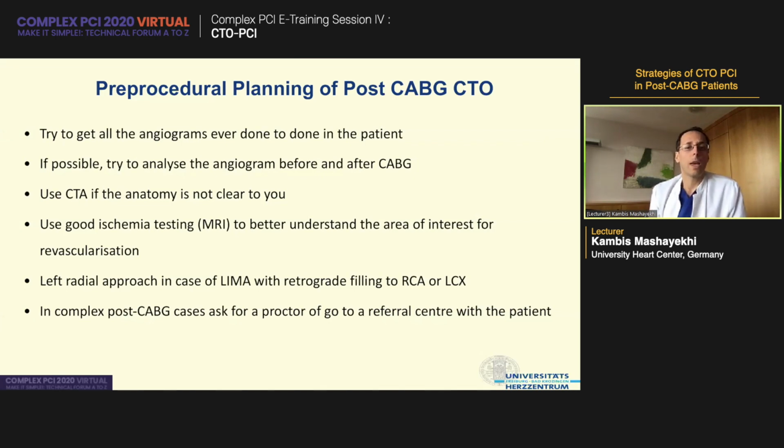First of all, we have to do peri-procedural planning because those patients are the most complex we have. So we have to try to get all the angiograms ever done in the patient and analyze them. If possible, analyze all the angiograms before and after CABG, and use the coronary CT if the anatomy is not clear to you.